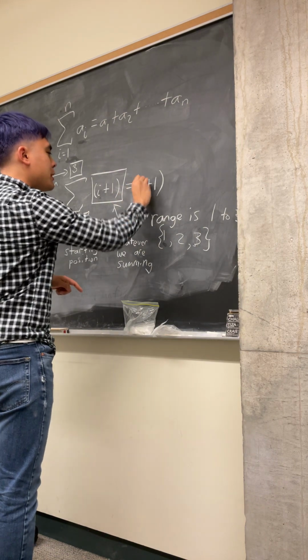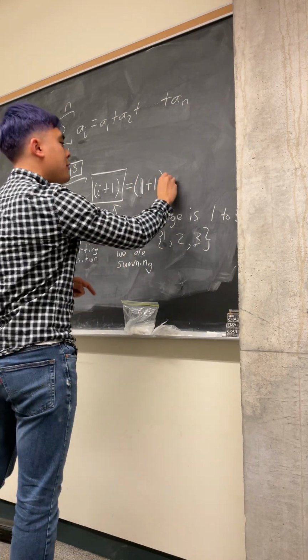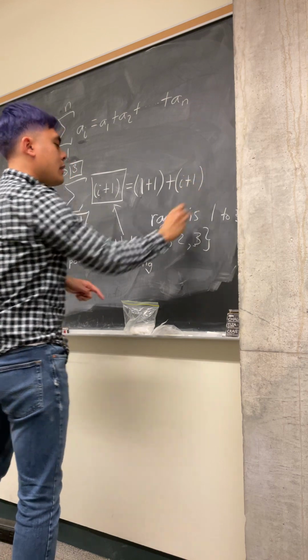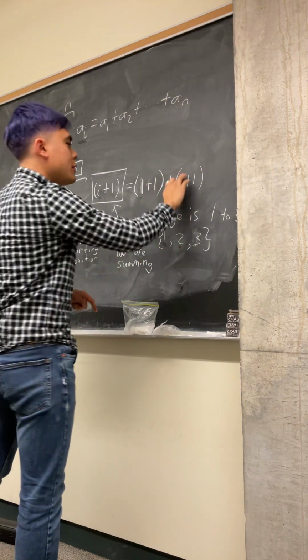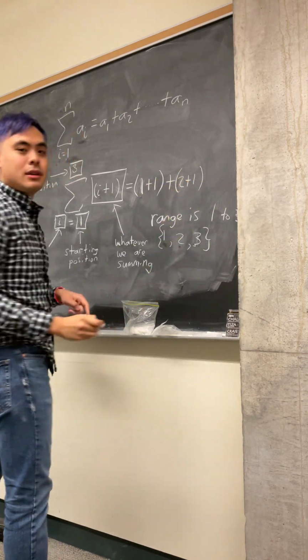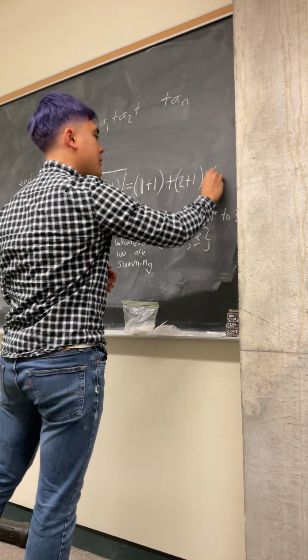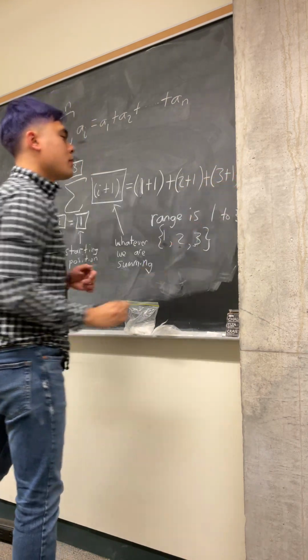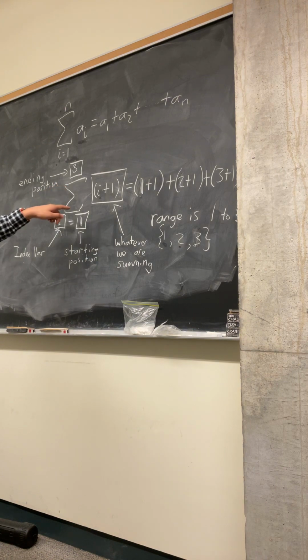So this is 1 plus 1. Then we have another copy of i plus 1, and we replace the i with the 2 here. So that's actually 2 plus 1. And so on. We also have a 3 plus 1 here. Okay? And that's what we mean whenever we're using the sigma notation. Whatever's in here, you have copies of it for each different possible value of i.